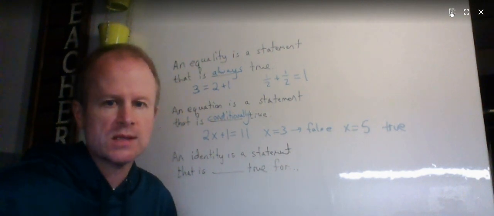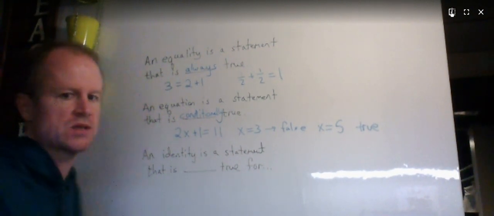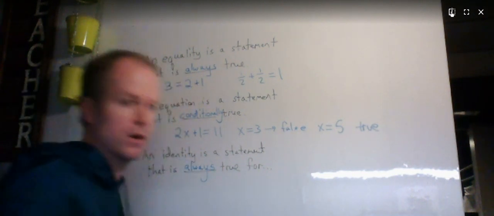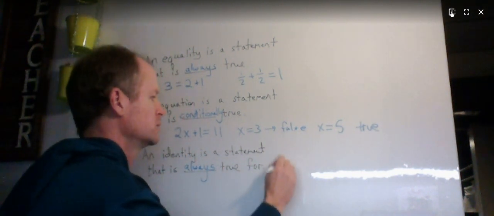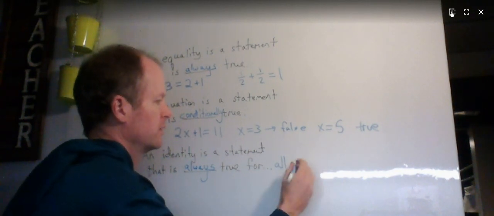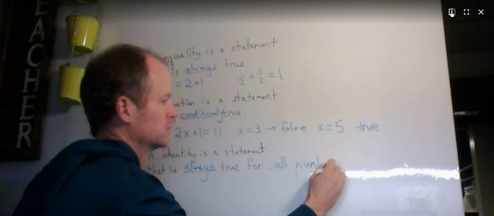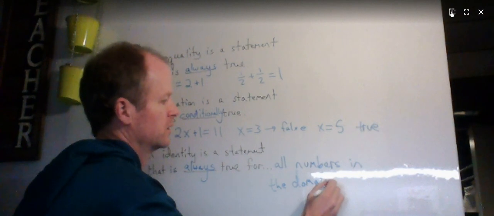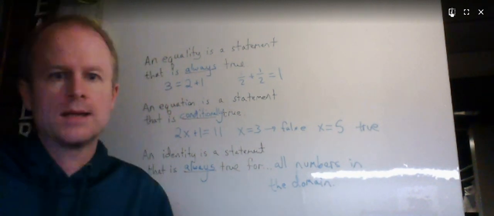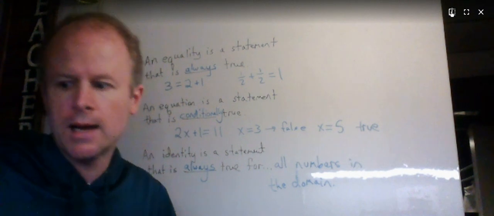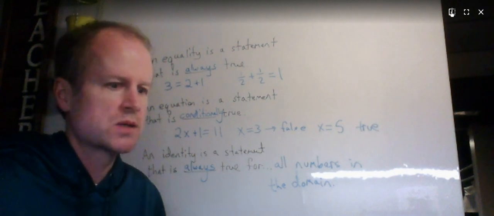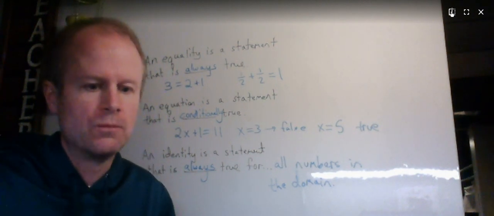And then the last one, and this is the one we're going to focus on, is called an identity. An identity is a statement that is true, we're going to say always true, for all numbers in the domain. Now, I'm going to say a little bit more about that idea of the domain here. Depending on the problem, some numbers might work and some might not within an identity.